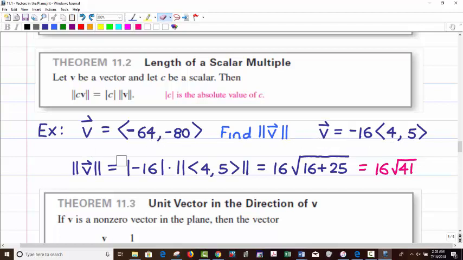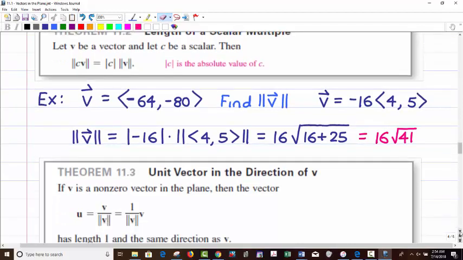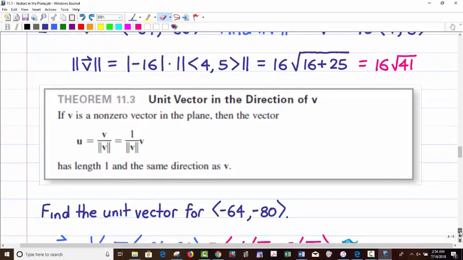So that means the length of that vector is going to be the absolute value of negative 16 times the length of 4, 5. So you just leave a 16 multiple on the outside, and then you take the square root of 4 squared, which is 16, plus 5 squared, which is 25. And then you have 16 plus 25 is 41. So the simplified version would be 16 times the square root of 41, without having to do 64 squared and 80 squared. You're working with smaller numbers. So while that's not absolutely required, I think it's an excellent idea to find the length of a scalar multiple of a vector.